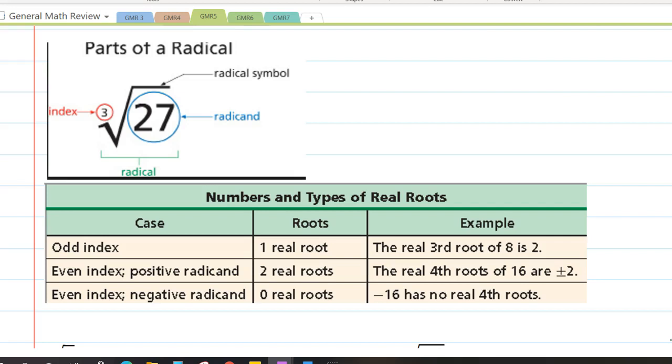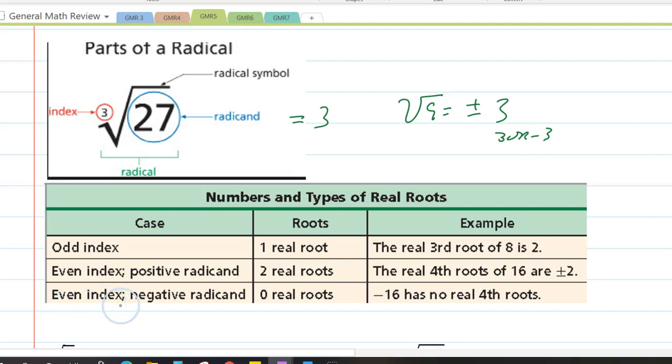If it has an odd index, it has one real root. That's why we said the cubed root of 27 is equal to 3. Now, if it's an even index and a positive radicand, a positive number inside, we have 2 real roots. That's why we said that the square root of 9 was plus or minus 3. That gave me 2 answers, 3 or negative 3.